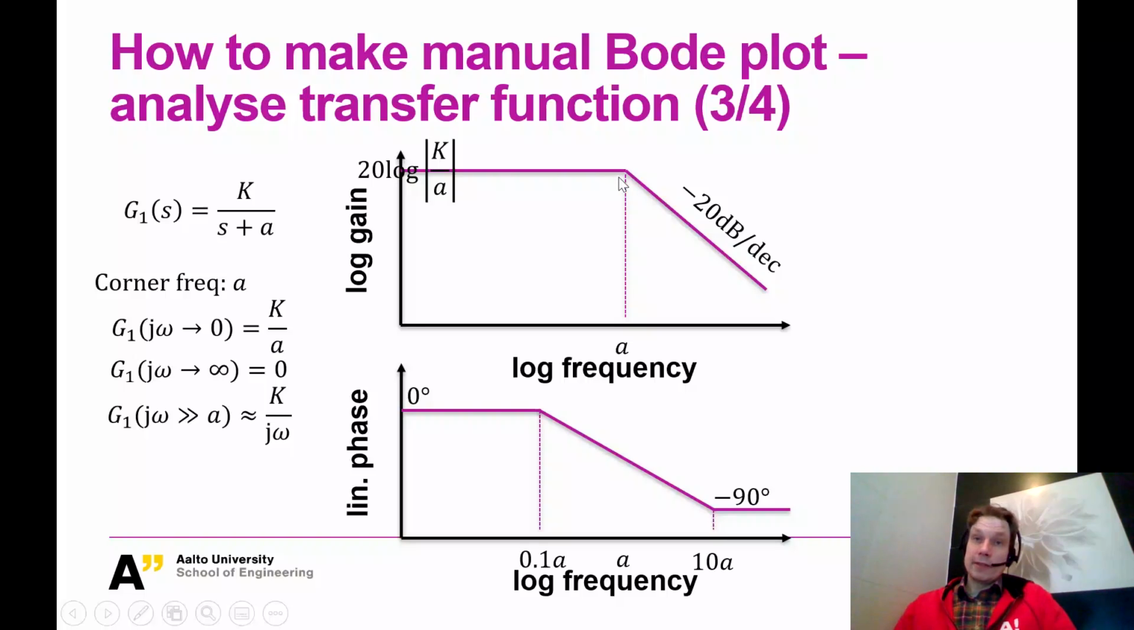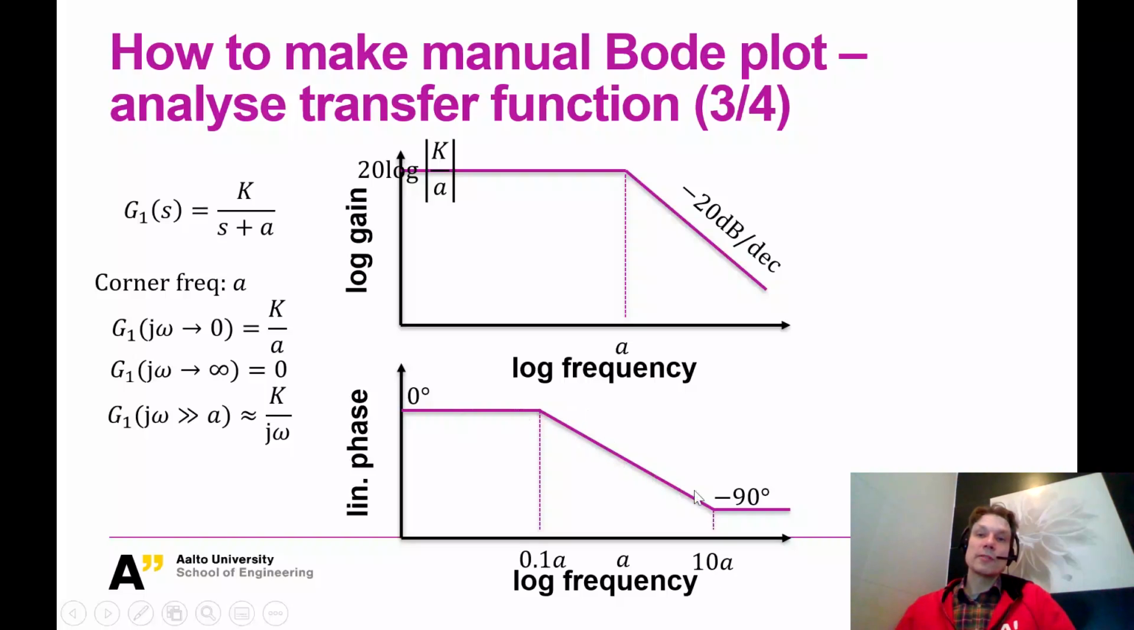Now if you draw it with MATLAB, for instance, you see that this is not really sharp. It has round edges, and you will get a more accurate answer. But basically you know that this is your amplitude behavior. And then your phase behavior is such that the phase starts to change already at 0.1 times the corner frequency, and it will change until 10 times the corner frequency.